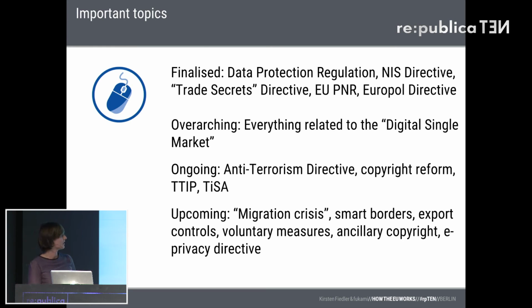Then also upcoming, we have the Smart Borders package, voluntary measures, and ancillary copyright. It is very likely that the European Commission is going to copy the very bad text from Germany, the Leistungsschutzrecht, into EU law. And of course, we will try to oppose this. The next big fight for privacy on the European level is the reform of the e-privacy directive. The e-privacy directive deals with cookies, trackers, but also encryption. The industry lobbyists mostly are already getting ready, and they plan to kill the e-privacy directive completely.